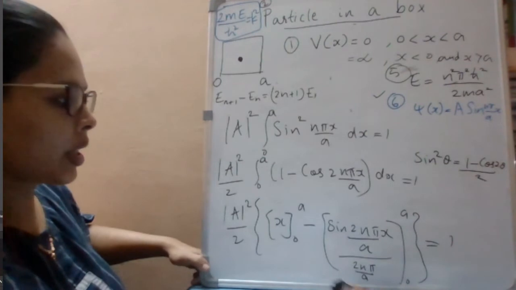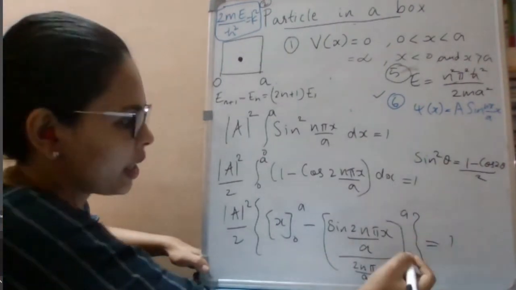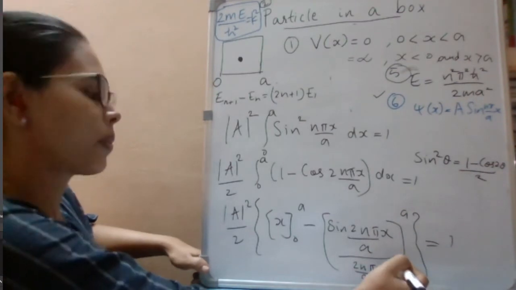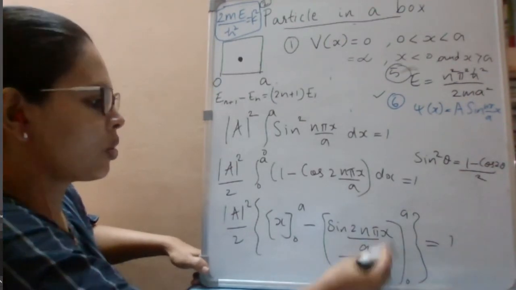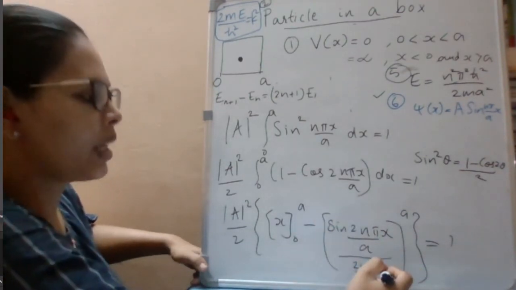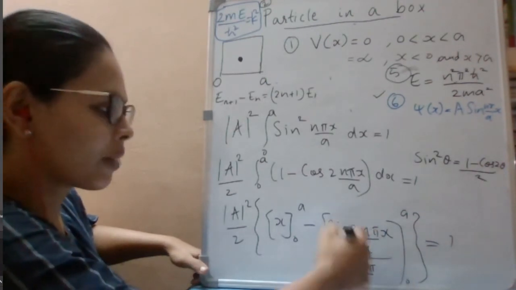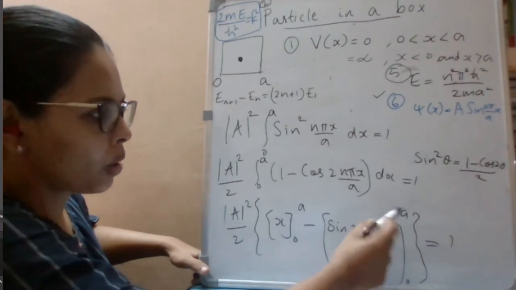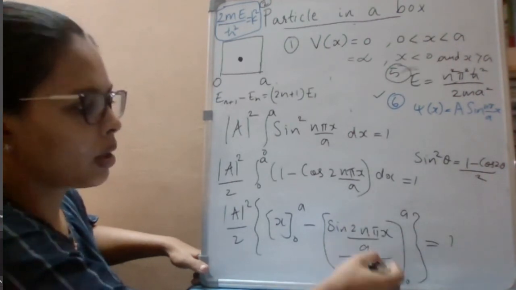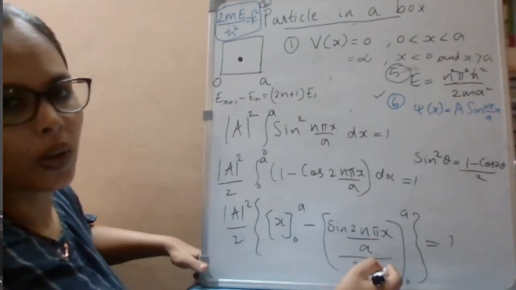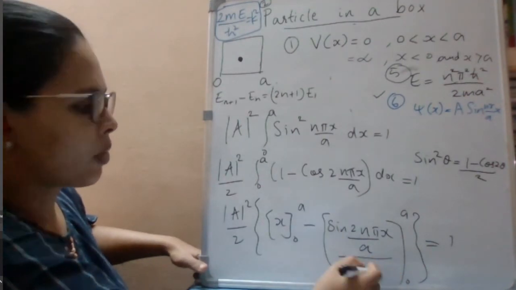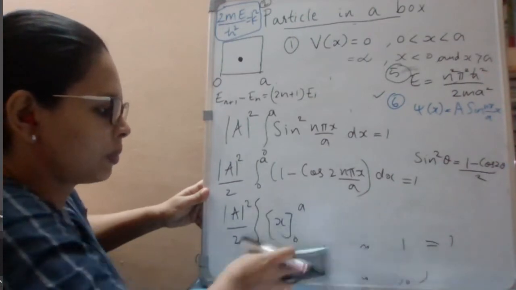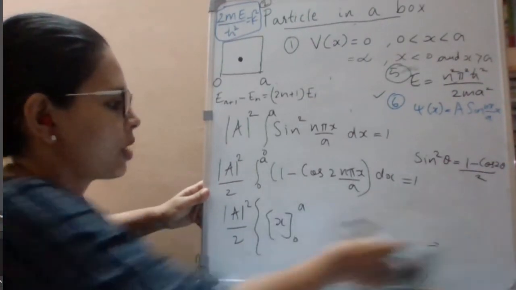But the problem is that if you apply a here, or 0 here, sine turns out to be 0. So we need not use this term to apply limits and find values, because this term will be 0 either applying 0 or a, irrespective of the limits. So you can just avoid the second term.